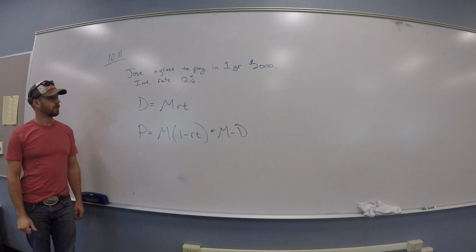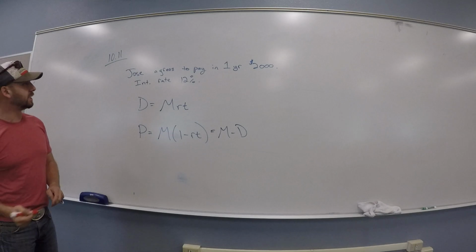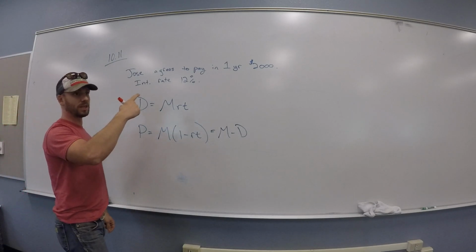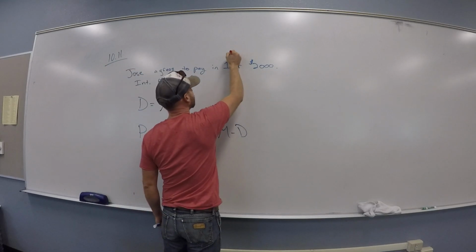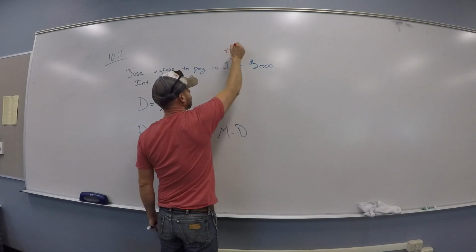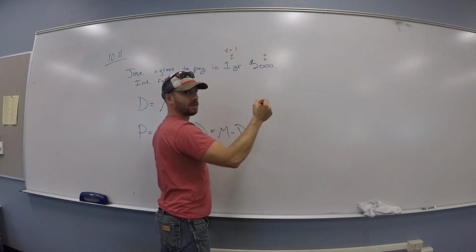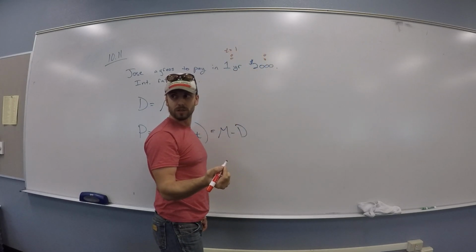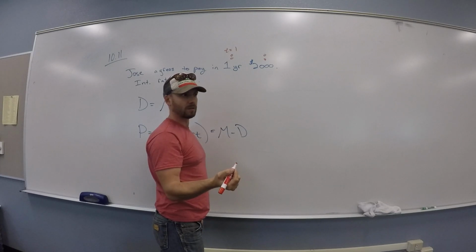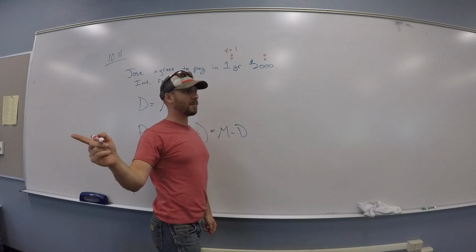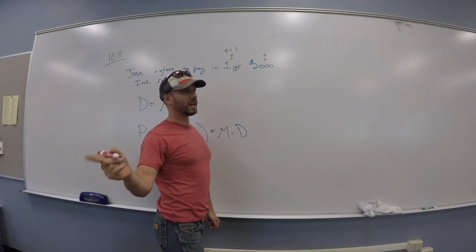So I need to now identify the pieces they gave me. They said time is a year, so T is 1. Is the 2,000 the maturity amount or the proceeds? 1 year, 2,000, that's the amount in a year, right? So that's the maturity amount.